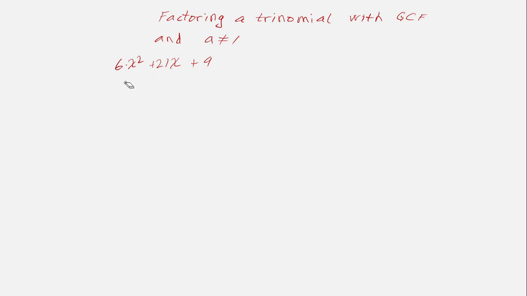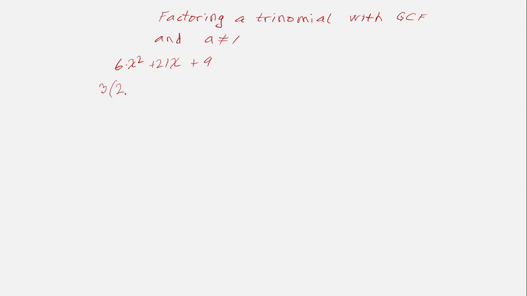So in this case, let's check the x. This term has an x, this term has an x, but there is no x here. That means they don't have x in common. Let's go with the coefficients. Well, 6, 21, and 9 have 3 in common, so we can factor 3 out.